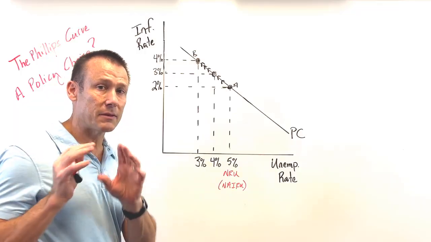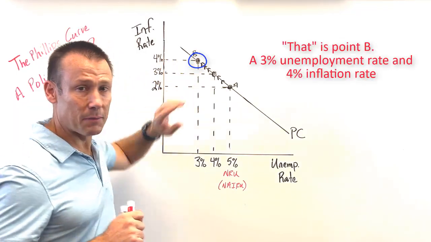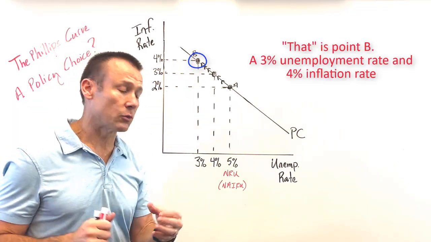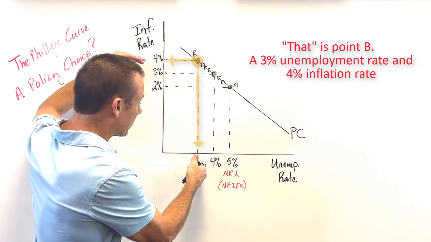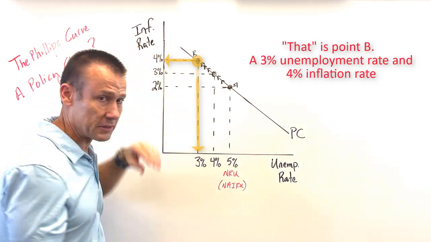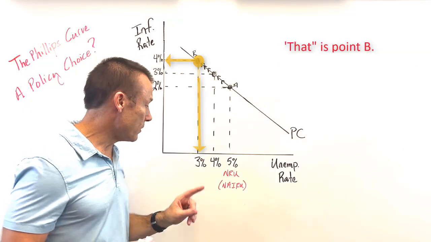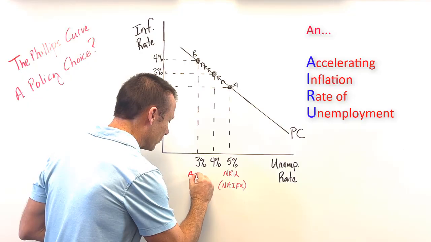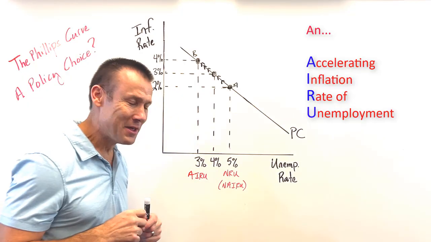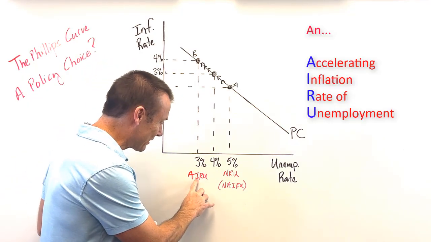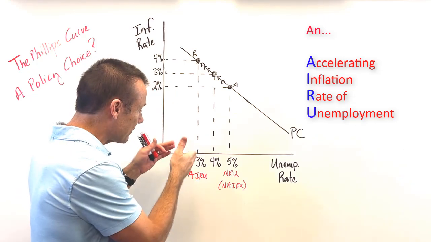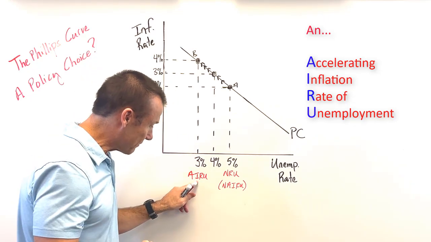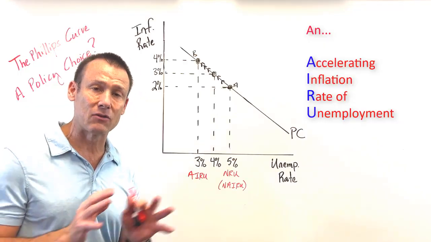We're kind of stimulating the economy. But here is the big thing. That is not a policy choice. What we mean by a policy choice is we could just stay with this. This is what we could go with. We could go with a 3% and 4%. But no, this is an NRU. The 3% is an NRU. Okay, well, what is an NRU? An NRU is an accelerating inflation rate of unemployment. This is an unemployment rate at which the inflation rate will begin to accelerate upwards.